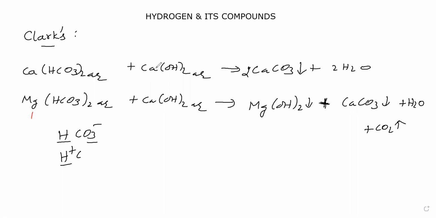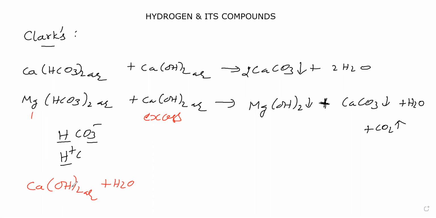In Clark's method, we have to add a calculated quantity of milk of lime. Why do we have to add a calculated quantity? If we add milk of lime in excess, what will happen? That excess milk of lime will be there in the filtrate. The precipitates we have removed. The filtrate contains soft water. That soft water contains this excess calcium hydroxide.